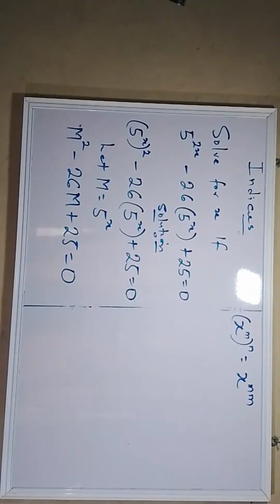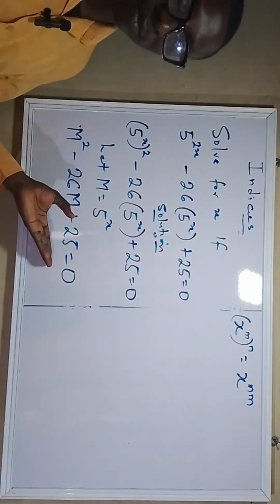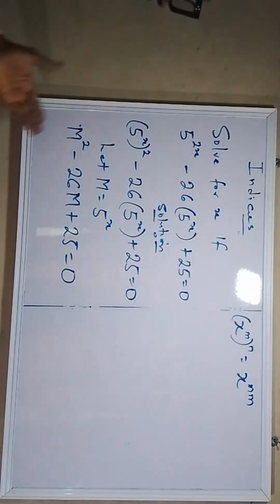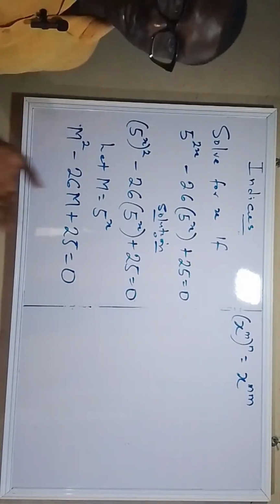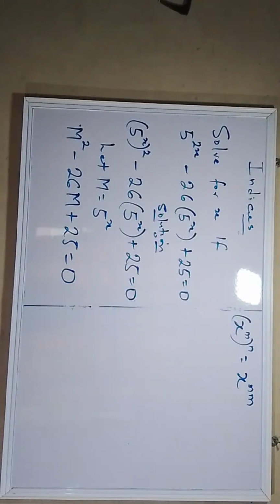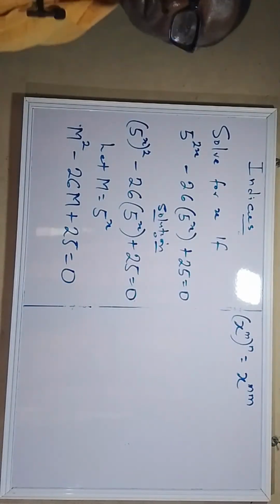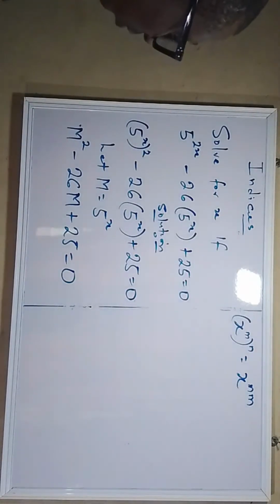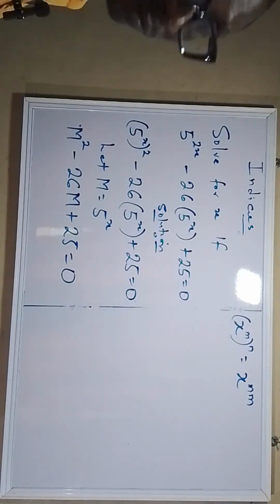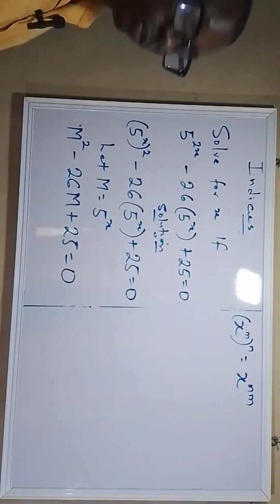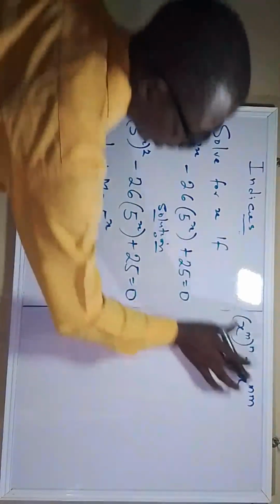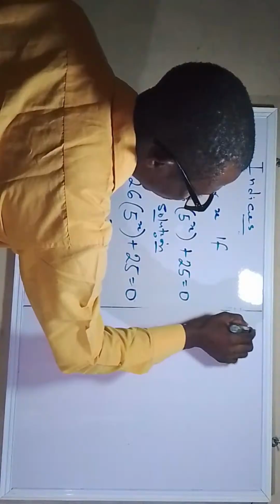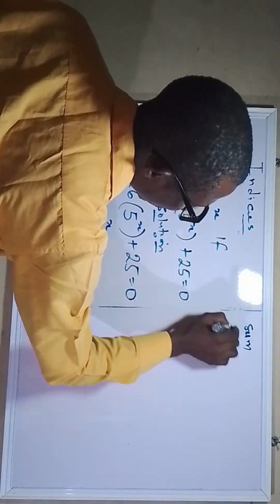Okay, so when you look at this, it is a quadratic equation in terms of n. We're going to solve this using any method. You can use factorization, completing the square, a graph, and you can also use the quadratic formula. But let's use the factorization method. Now, we look for the sum and products.